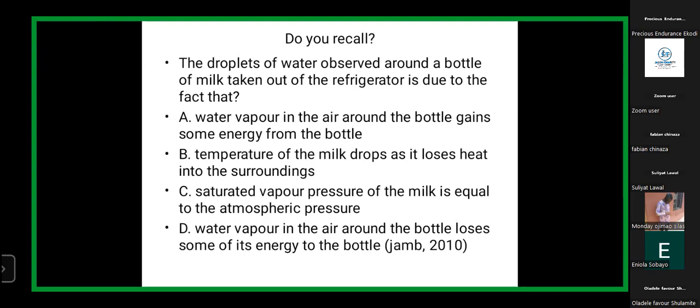Beautiful. Thank you. That's correct. So the vapor pressure around the air, the inside of the fridge, is very cold. Yes, the particles there in random motion are moving, but at some point some of them will lose some of their energy, and then it will now rest on the bottle. Is that clear? So this was taken from JAMB question 2010.